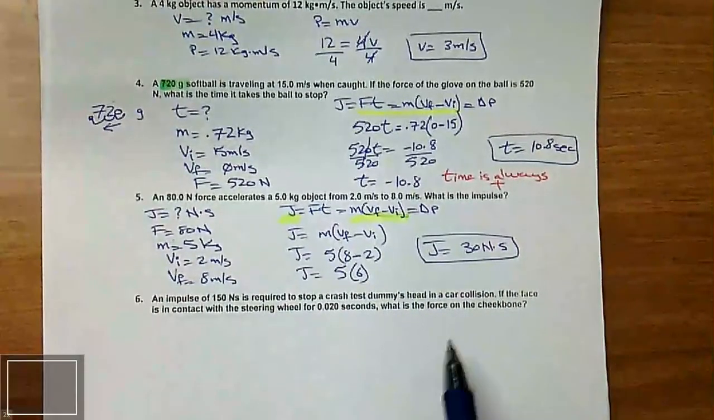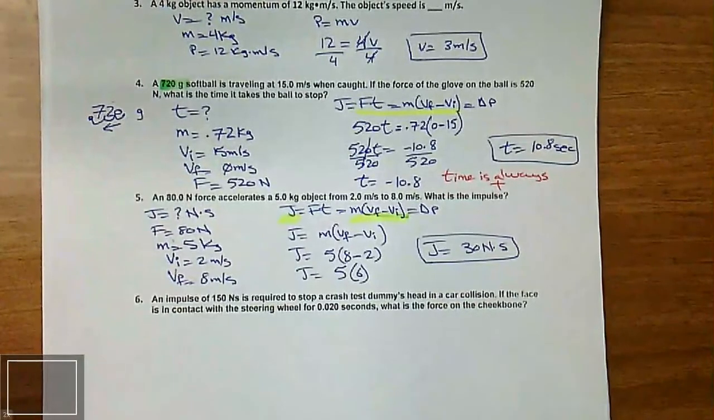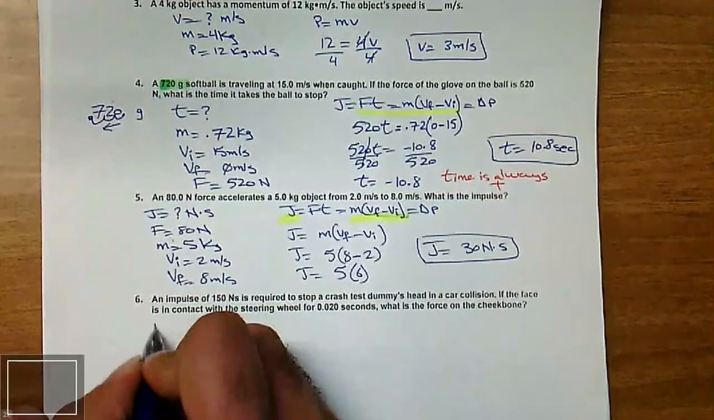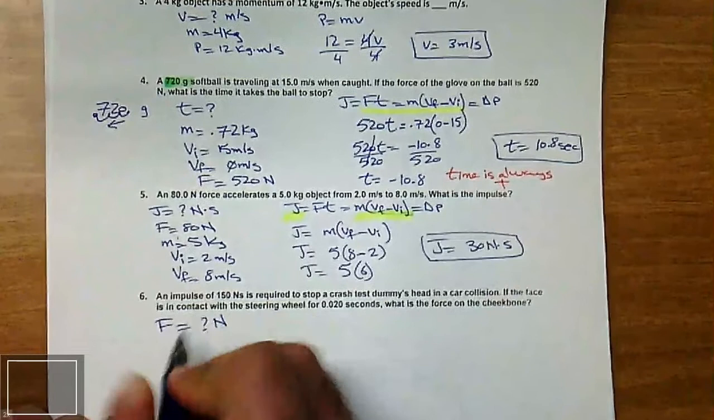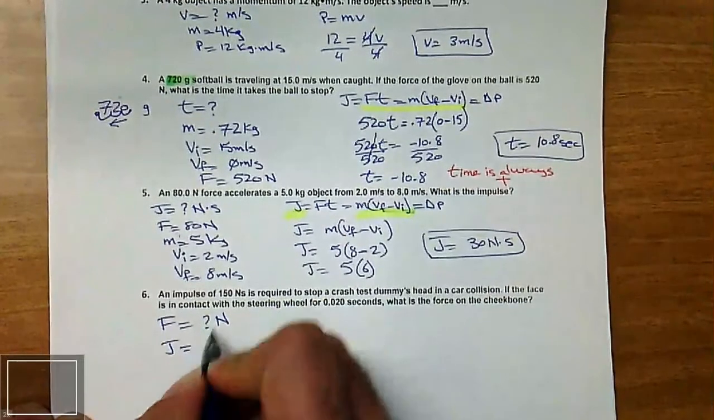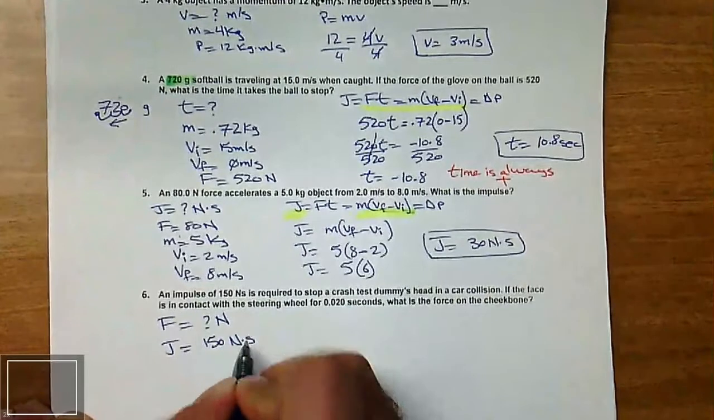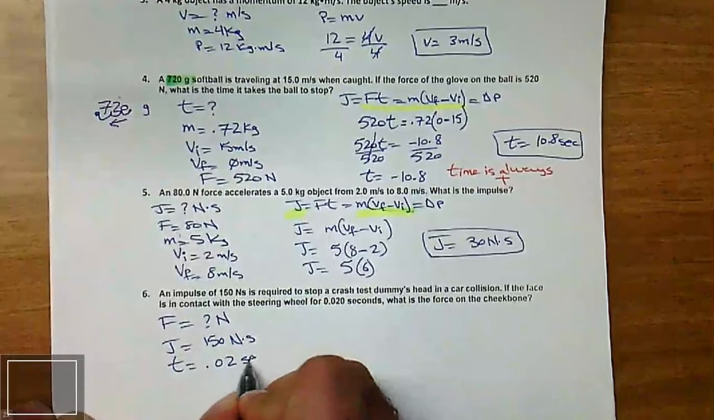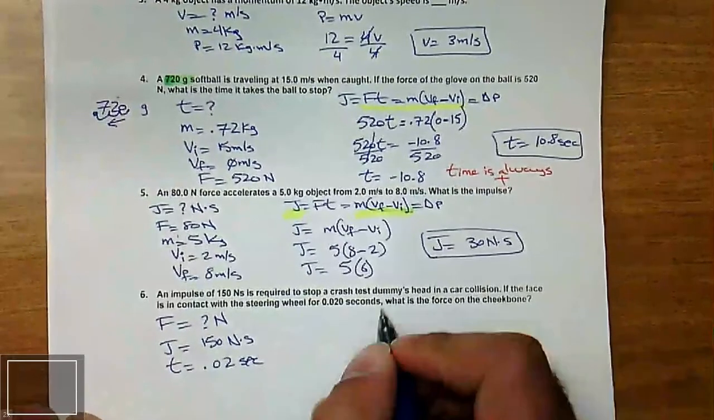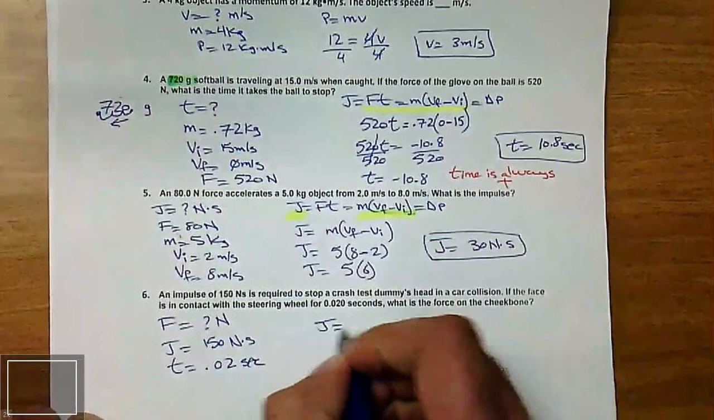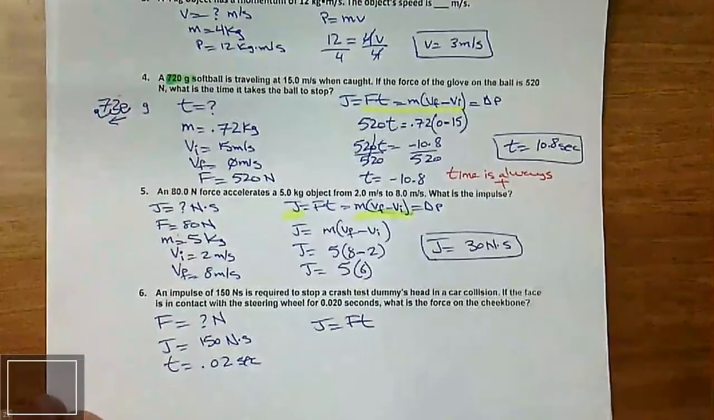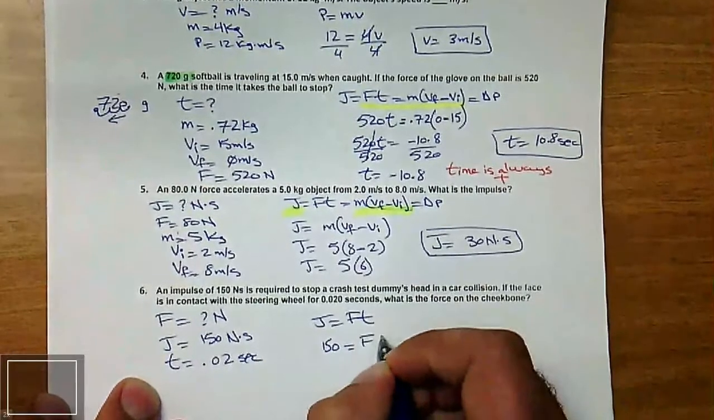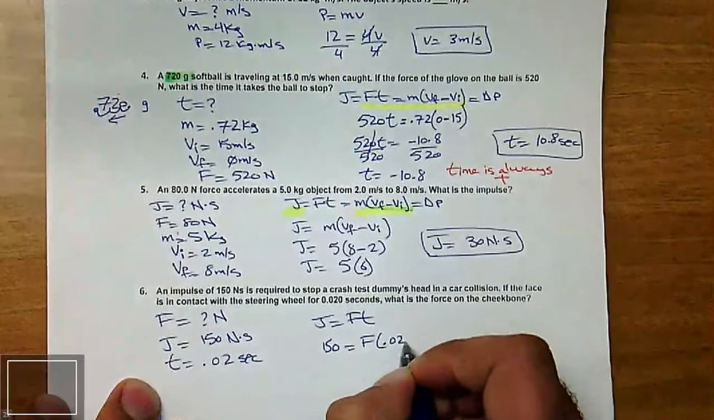Number 6. What's the force on the cheekbone? So we're looking for the force that is felt by the cheekbone, and they've given us the impulse and they've given us the time. So we're looking at F as our unknown. We've got J, the impulse, as 150, and we've got our time as 0.02 seconds. Make sure that you punch these into the calculator correctly. So it is J is equal to FT, the first portion of our equation, and 150 here is equal to our unknown force times the amount of 0.02 seconds.